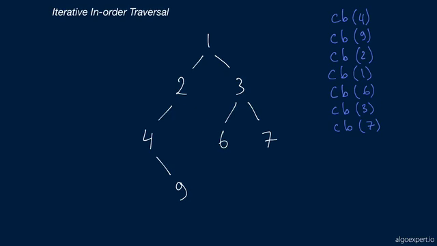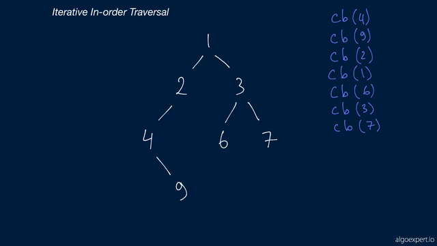And so this question can actually be asked a bit differently. Sometimes you'll hear this question asked as follows: traverse a binary tree in order using constant space. And that is literally just another way of saying traverse a binary tree in order iteratively.